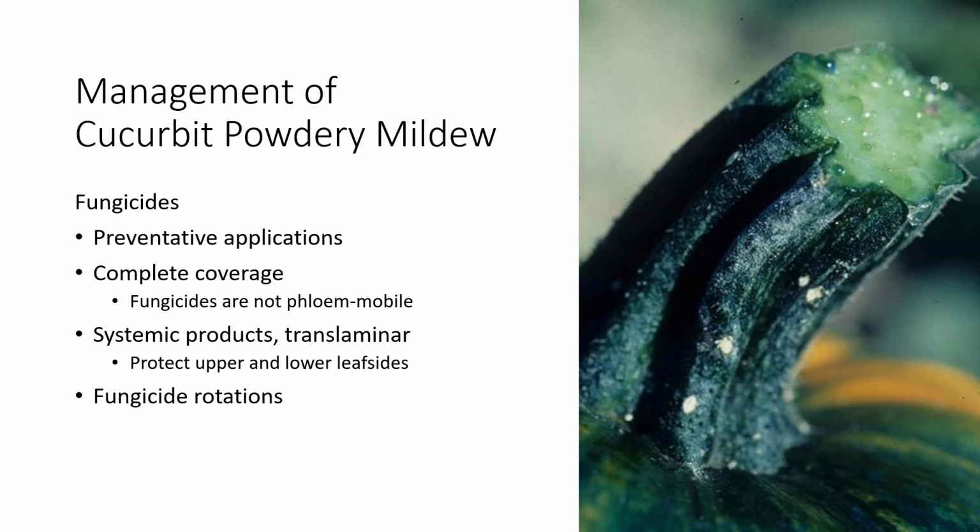Most of our systemic products, though, if not phloem mobile, are at least translaminar. That means we can spray the top sides of leaves and we'll usually get translocation to the bottom sides of leaves. So we at least need to cover all upper leaf surfaces if we're going to use a systemic product. And of course, don't forget, we're going to do a lot of spraying for powdery mildew, so rotating our fungicides so that we don't risk fungicide resistance within our fields.